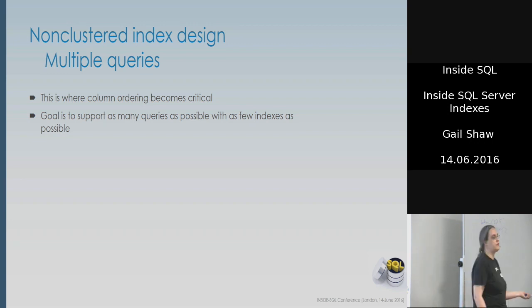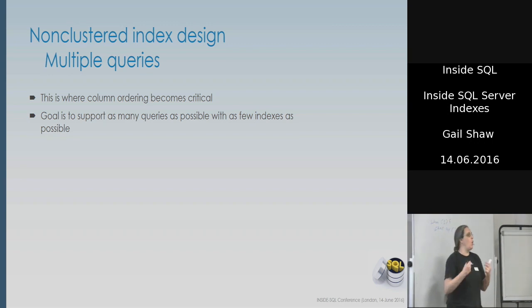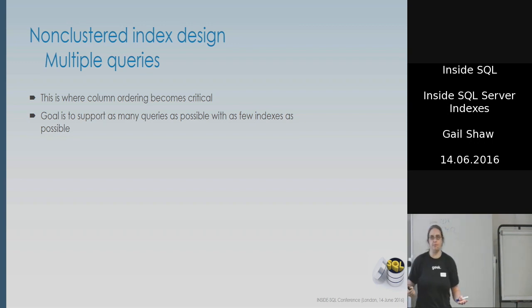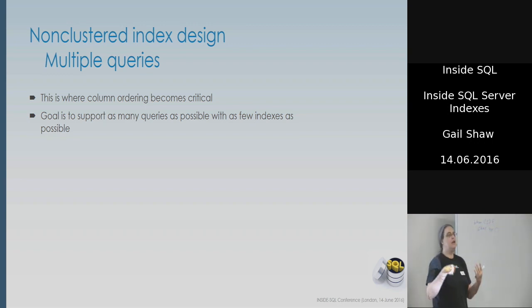Right, multiple queries. I've spoken about this a few times already. When you're trying to support multiple queries with as few indexes as possible, this is when column ordering becomes very critical. And I can promise you there is not going to be a simple solution here. You're never going to end up with a situation where you can support all your queries perfectly with 3 or 4 indexes. Unless you're working in a really, really simple system. What you'll probably end up with is a situation where you can support the majority of your queries fairly well with 4 or 5 indexes, and the others, well, whatever.